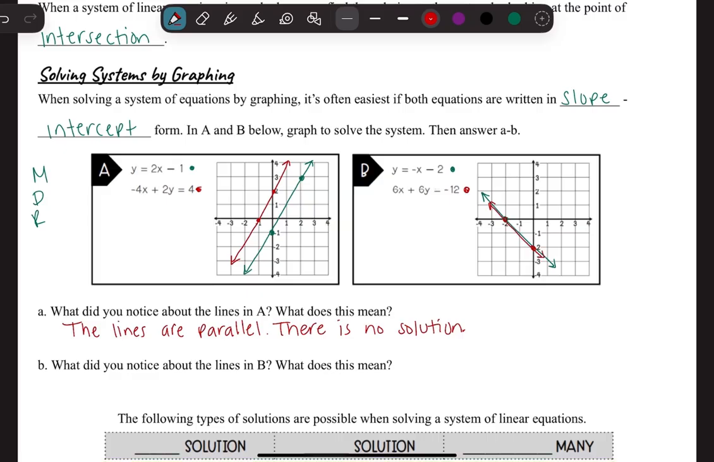So when we answer the question at the bottom, what did you notice about the lines in B? I noticed that the lines are the same. And when you have two lines that are right on top of each other, that means you have infinitely many solutions.